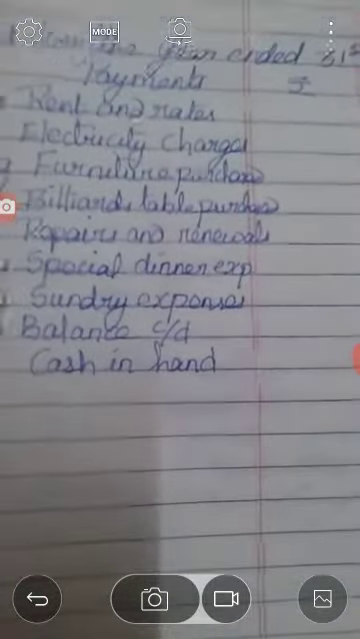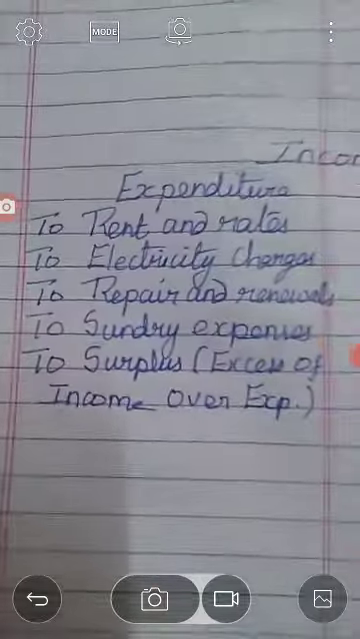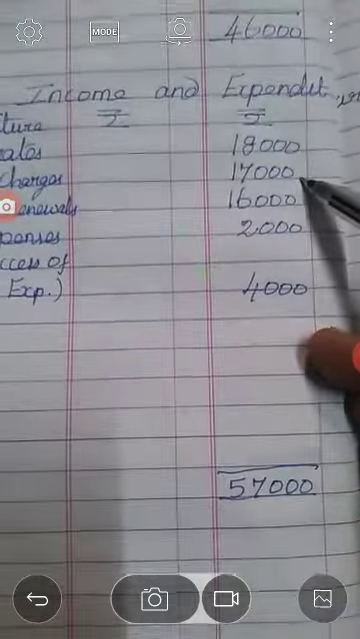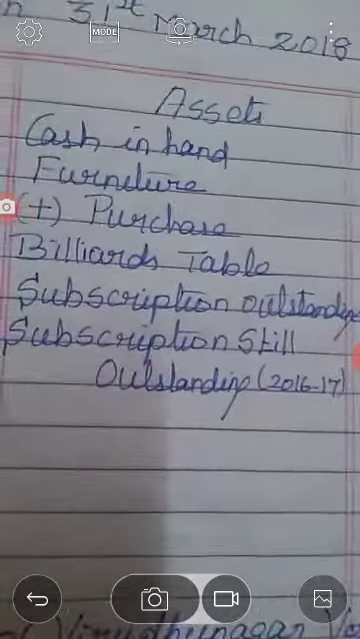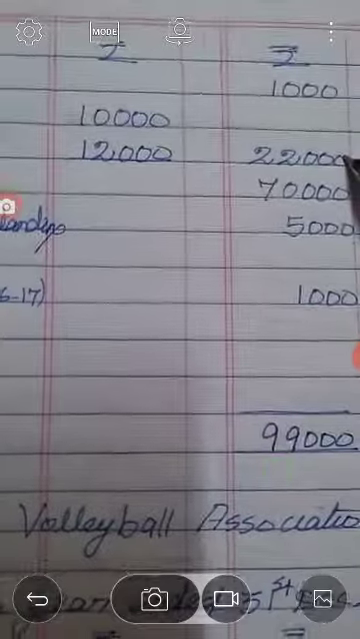Then furniture purchased. In the sum, furniture opening balance is given. The club had furniture of 10,000 on 1/4. So here we put rent and rates 18,000 and electricity charges 17,000. In the balance sheet, furniture opening balance 10,000, then additional purchase 12,000. Adding both, 22,000.